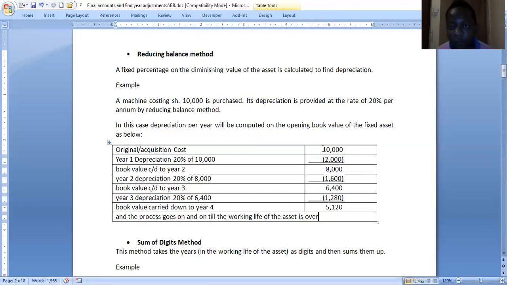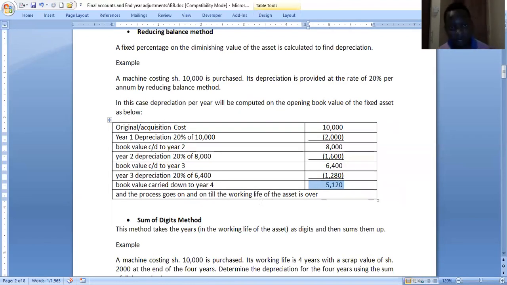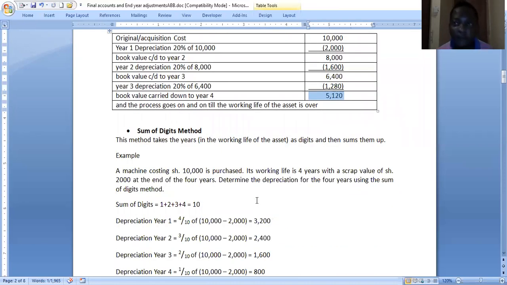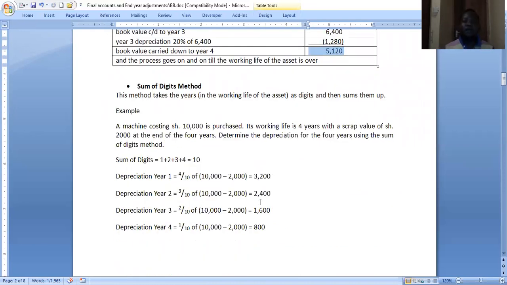And you also notice that the book value also declines from 10,000 to 8,000 to 6,400 to 5,120, and it goes on that way. So maybe in your own free time, try and find out whether what I'm saying is true. So that is the reducing balance method. And then we have the sum of digits method, another approach of calculating depreciation.